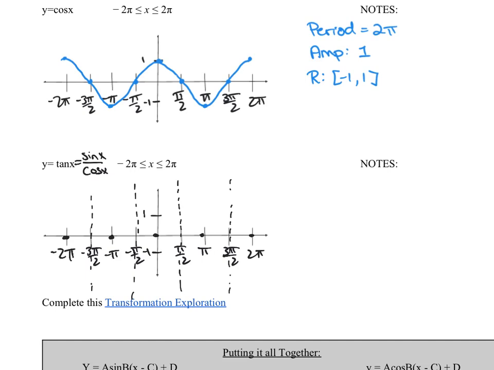We have to remind ourselves that the tangent of 45 degrees, or pi over 4, is equal to 1. So that would be roughly there. And the tangent of -pi over 4 is -1. So that'll give us the shape of our graph. And it'll just continue repeating in this fashion.